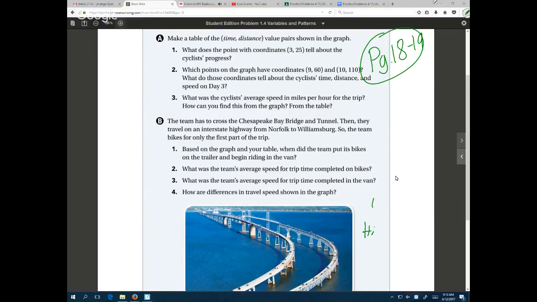Remember, I talked about this one already. This point means that in 3 hours, how far did they go? 25 miles. So all your point speed is, in that many hours, they went however many miles. That's all the question is going to ask, or the difference in travel speed.